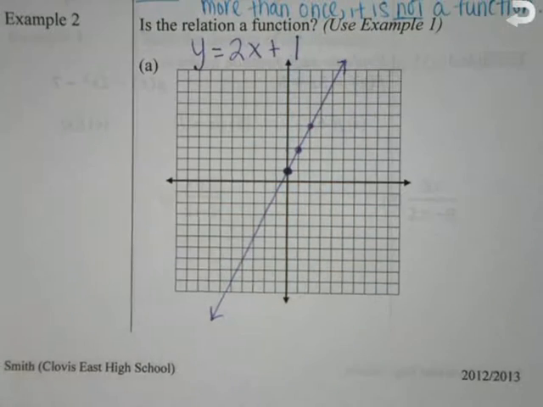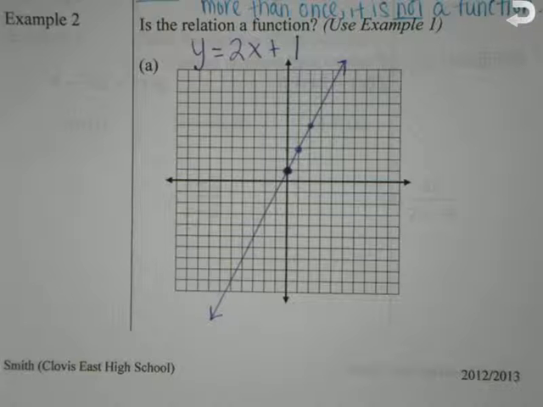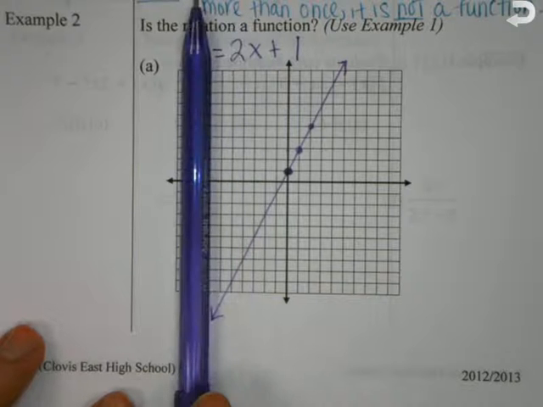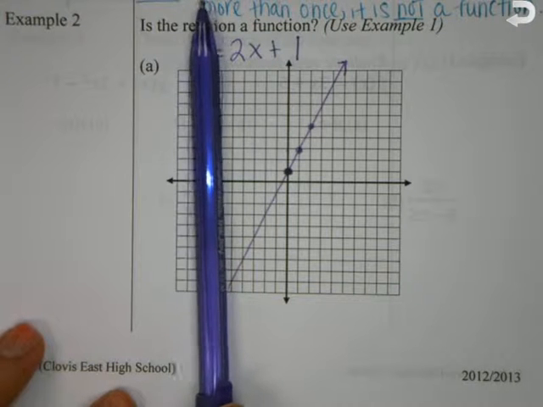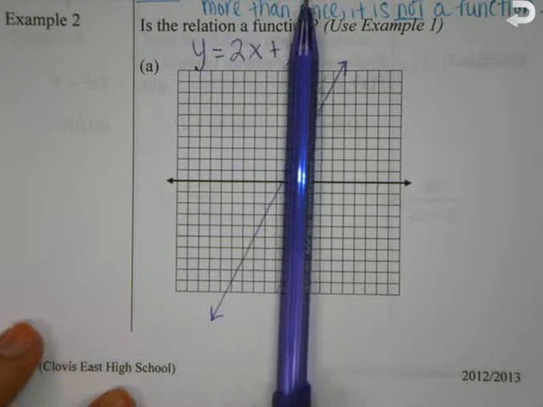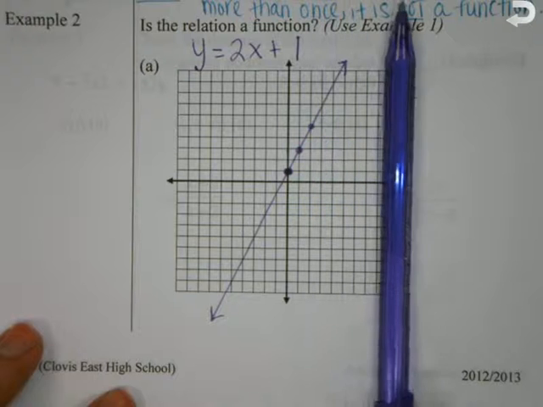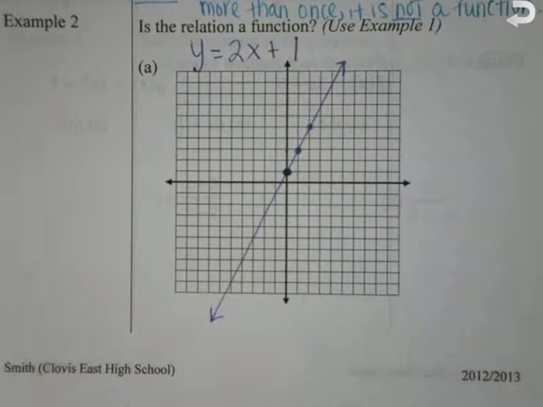And what I want you guys to all do right now is take your pencil and do the vertical line test on it. So slide your pencil across the graph. At any point, does it ever touch more than once? No. So does it pass the test? Yes. So is it a function? You betcha.